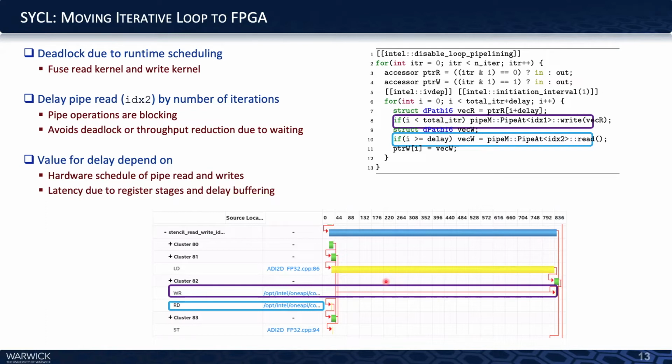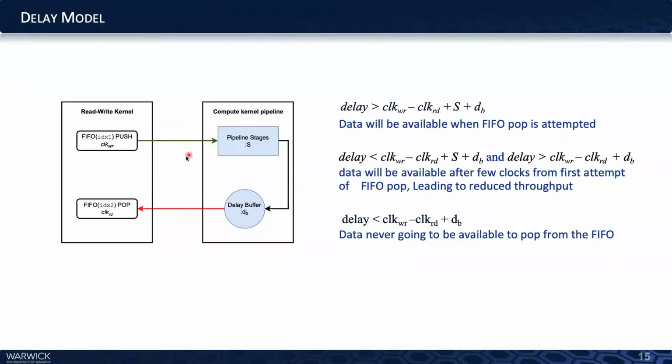Other determining factors of the delay value are the pipeline stages and delay buffers. This diagram shows a simple delay model of the read-write kernel connected to compute kernel pipelines. Here, the first pipe write and pipe read are scheduled at clock WR and clock RD. There are two kinds of delay elements, pipeline stages and delay buffers. Apart from adding latency, a delay buffer requires a certain number of elements to be buffered to get the first output.